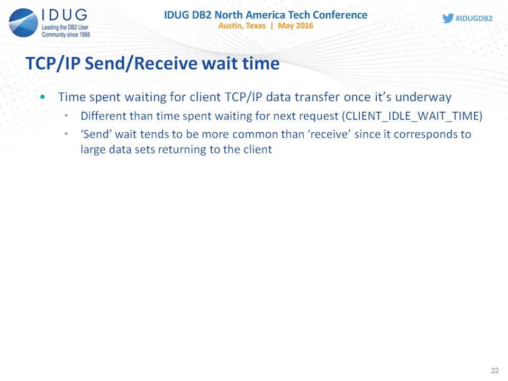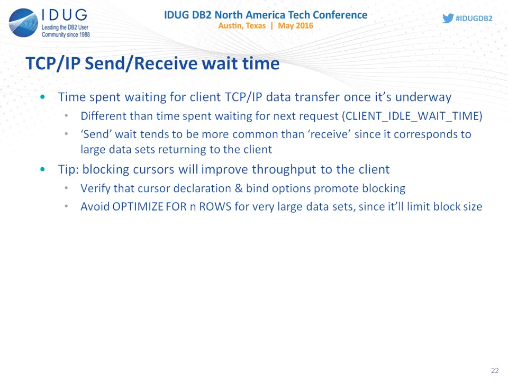Optimize for n rows on very large data sets is going to limit the size of the blocking that can be done. So if you say optimize for 1 row on a billion row result set, you are going to get no blocking. You're going to get 1 row at a time. You're going to get terrible performance. If you decided for some reason this was a good thing, but it could happen.